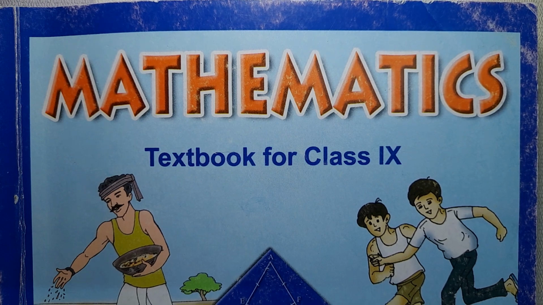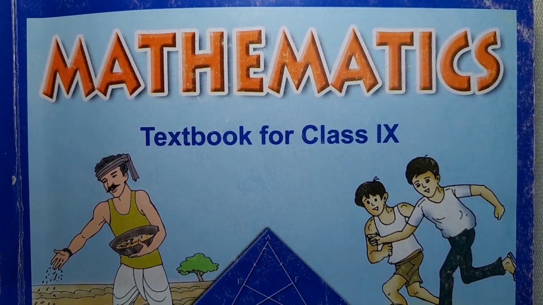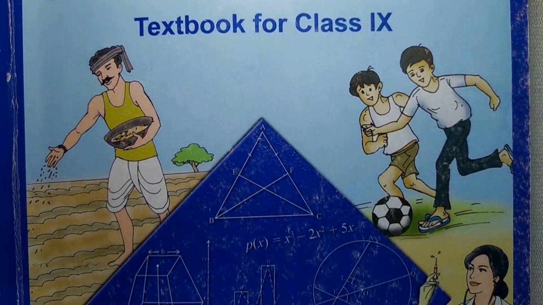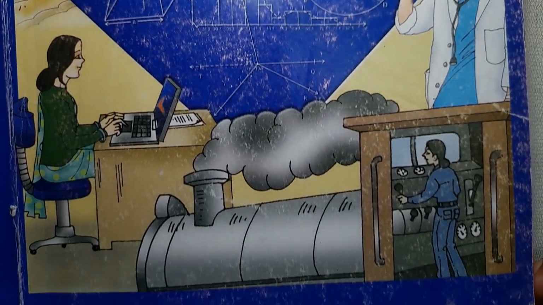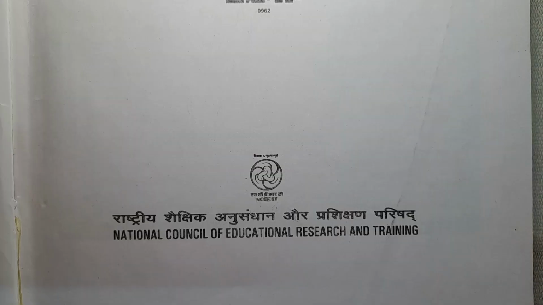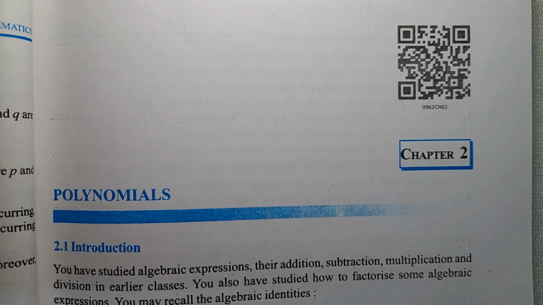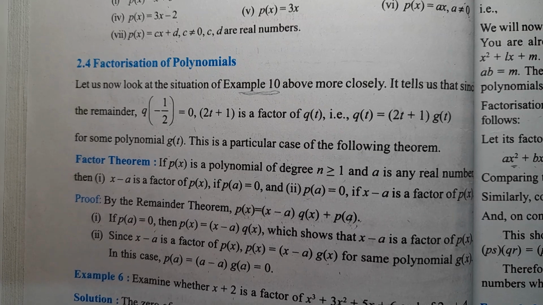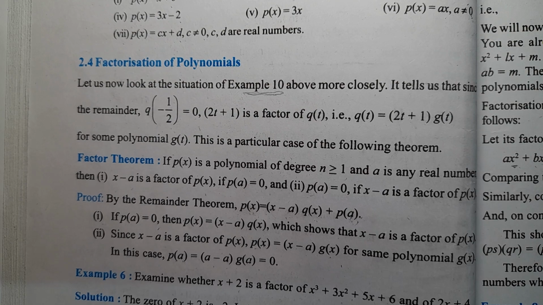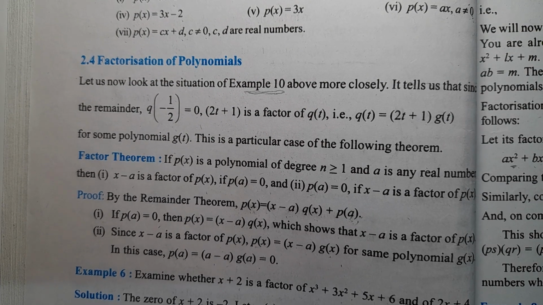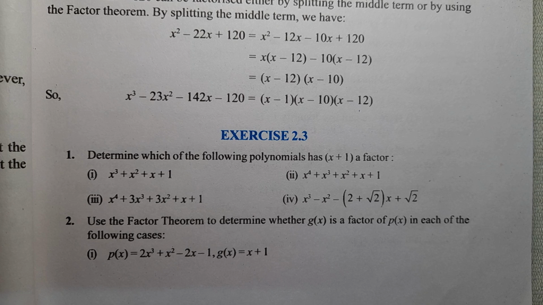Namaste. Subject: Mathematics. Textbook for Class 9th, NCERT syllabus. Chapter number 2, Polynomials. Article number 2.4, Factorisation of Polynomials. Exercise 2.3.